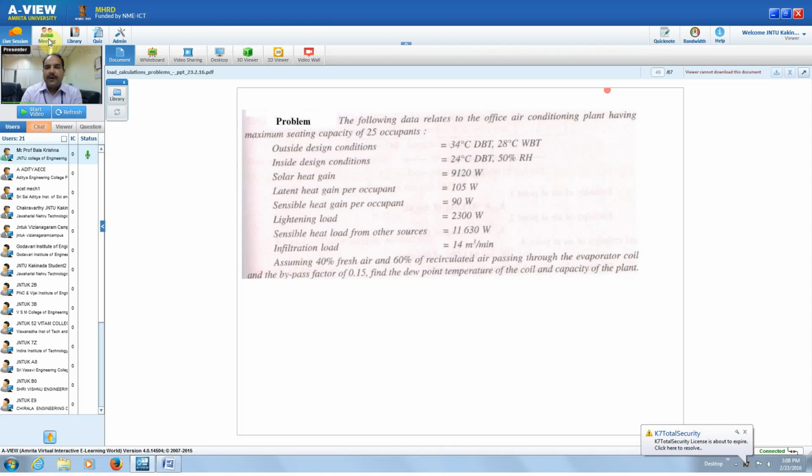How to calculate: follow the same procedure as the previous problem. Mark 34 and 28 as point 1, and then note the remaining point 2 on the psychrometric chart at 24 degrees DBT and 50% relative humidity. Then join these two, and proceed with the same procedure as the previous problem. We will see the remaining in the next class, and you try to do it at home, and we will meet on Friday.